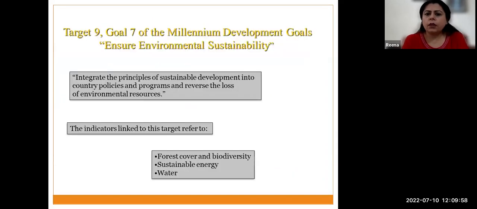Also, if you see the Millennium Development Goals, there is a target 9 under goal 7, which ensures environmental sustainability. So here we have indicators linked to this target, which refer to forest cover and biodiversity, which refer to sustainable energy, water, and these are all environmental resources. And the objective of this target 9 and goal 7 of Millennium Development Goal is to integrate the principles of sustainable development into country policies and programs and reverse the loss of environmental resources. So the main objective is to ensure that there is no loss of environment resources.